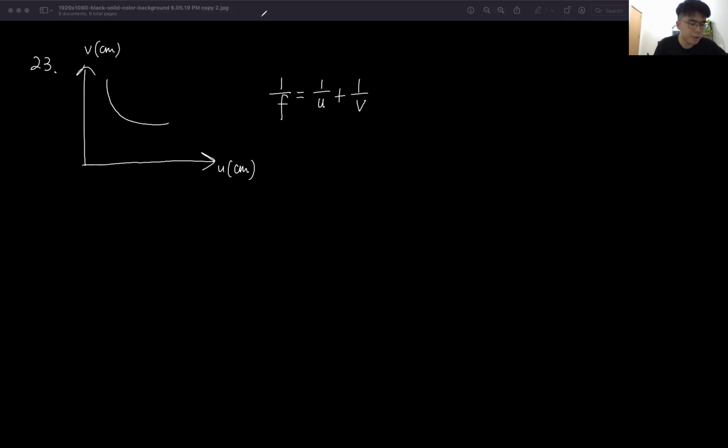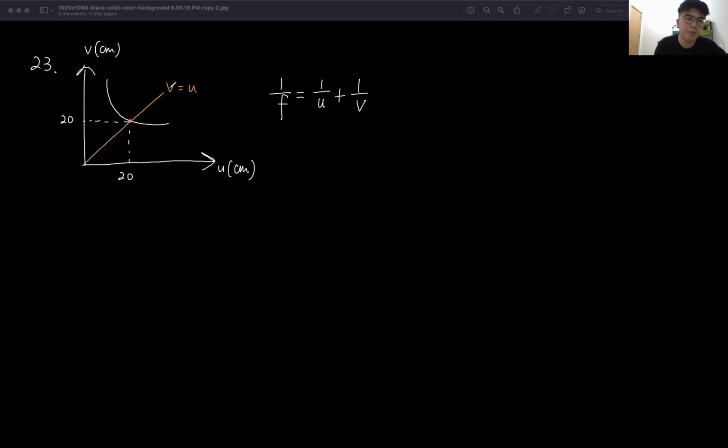A graph involving image distance, object distance of a convex lens is shown in the figure. What is the focal length of the lens? So that means we want to find the focal length from this graph. How to find it? First, you see the line V equals U, right? And then it says that this point here is 20. So we know that this curve is the graph of this formula. So we find the intersection point.